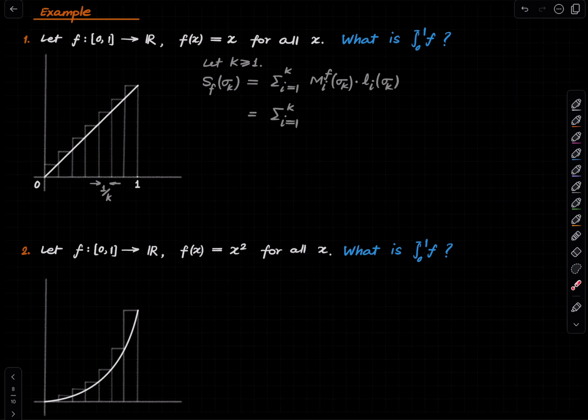notice, what is this value? This is the supremum that the function takes on the ith part. On the first part, the supremum that the function takes is 1 upon k. On the second part, 2 upon k, and so on. So on the ith part, it is i upon k. And length is, of course, 1 upon k.